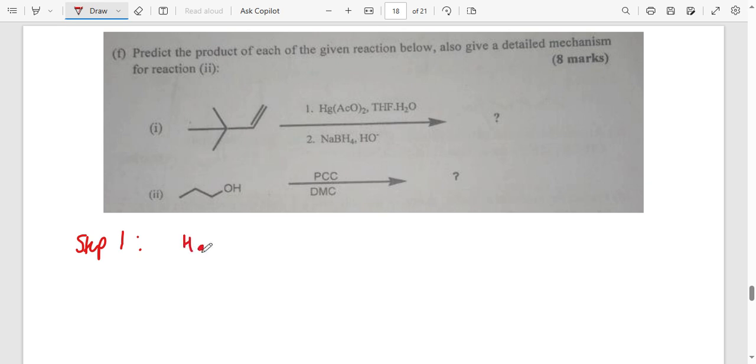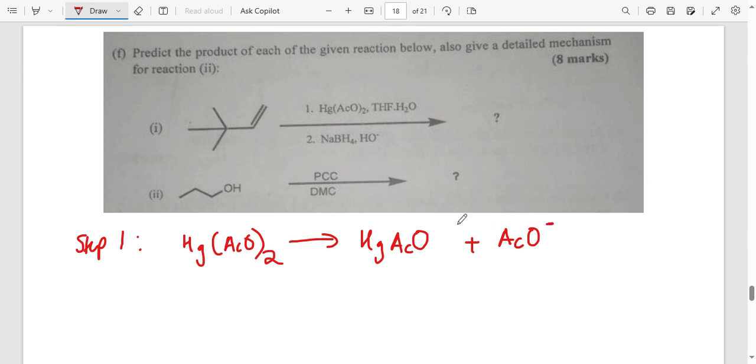Let me write it as Hg(AcO)2. We had to explain that for this mercuric acetate, one acetate is going to go. We remain with the one acetate bonded to the mercury. So it remains like so. And then we are going to have the acetate. The acetate here is going to be negatively charged. The mercury has got fewer bonds, so it is going to be positively charged.